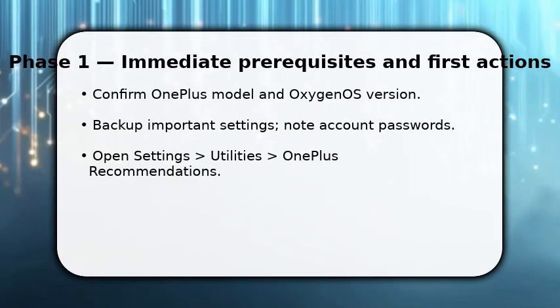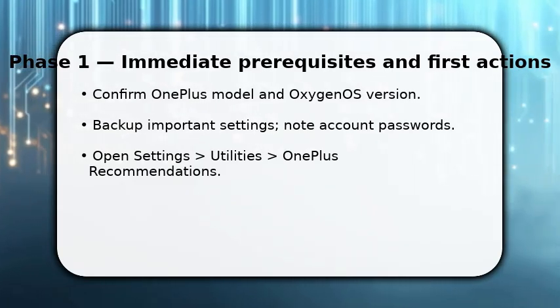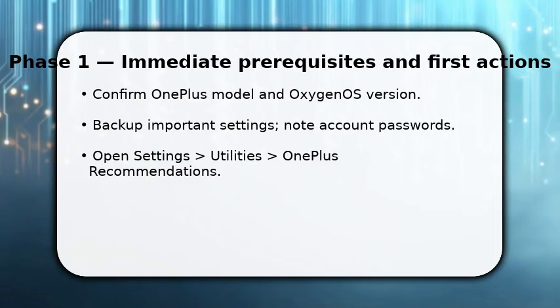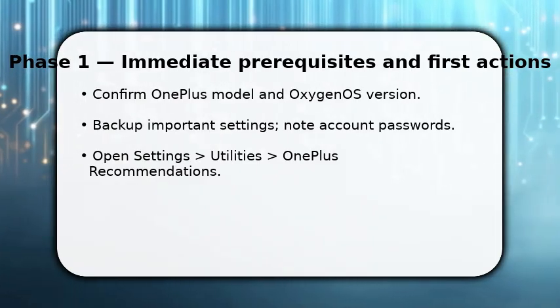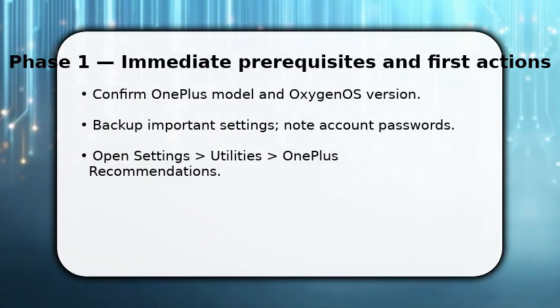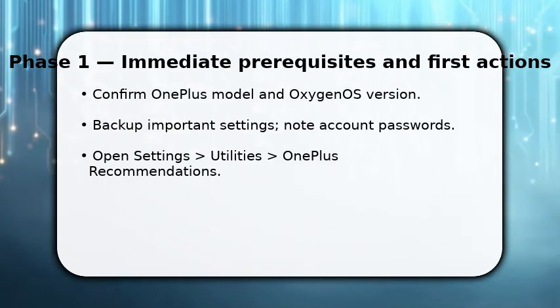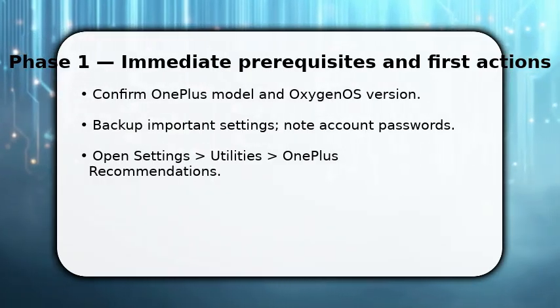Enjoy the video. You start by confirming your OnePlus model and OxygenOS version so you know which menus appear. This matters because labels change between updates. Once done, back up any important settings and note account passwords to avoid lockouts.